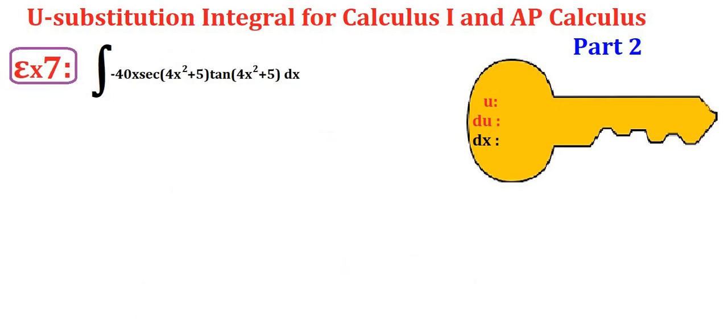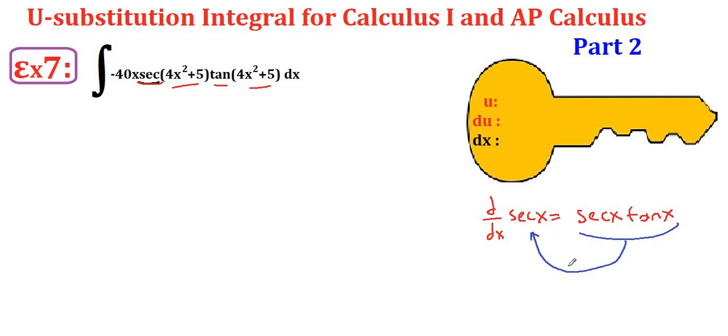Example 7. If you observe the integrand, you see here secant, same angle, and tangent. Secant and tangent are in multiplication form and they have the same angle. Let's remember that the derivative of secant x is secant x times tangent x. So the antiderivative or integral will give us secant x.